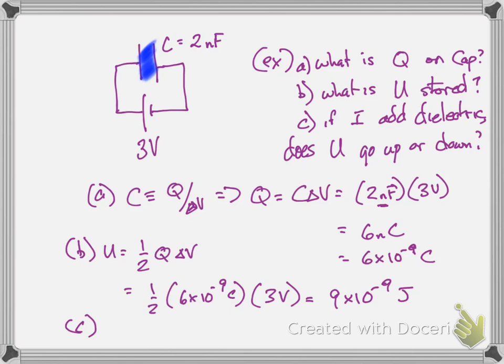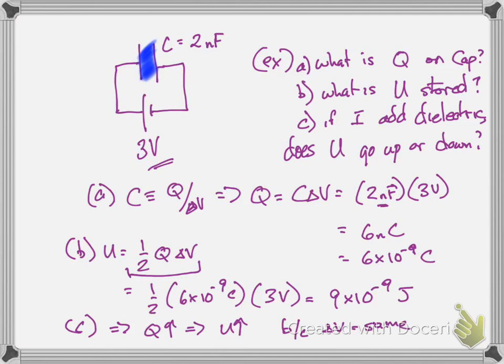Well, it may be obvious. It may not be. Let's just take a look at the energy formula that we used, 1/2 Q delta V. The delta V doesn't change because the delta V is defined by the battery. Q, does Q change? Does Q stay the same, go up or go down? Well, Q goes up because what the dielectric does is it allows you to store more charge on the capacitor. So Q goes up, therefore U goes up because delta V is the same.